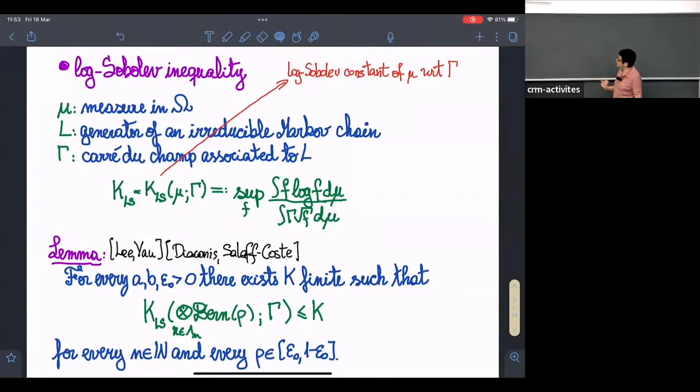Then the log-Sobolev constant, which, notice, is a function of two parameters, the measure and the carré du champ, is by definition the supremum over all densities f in my space omega with respect to the measure mu of the entropy of f divided by the carré du champ evaluated at the function square root of f. That is what people call the log-Sobolev constant. And here you say, well, this is really a very ad hoc definition, right?